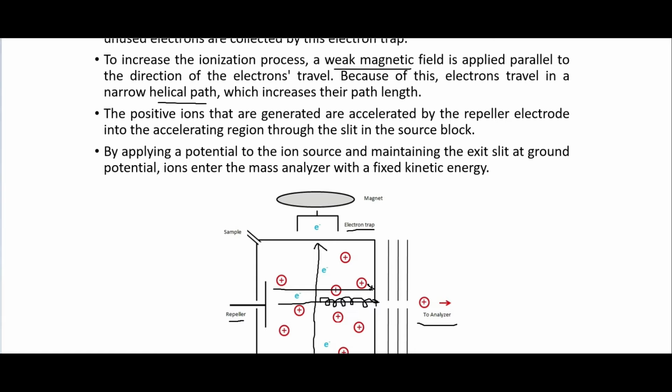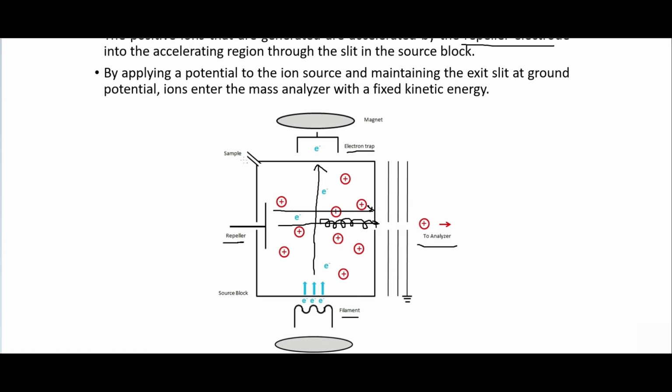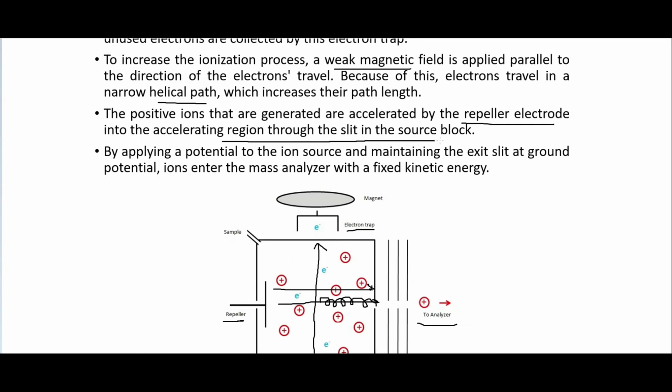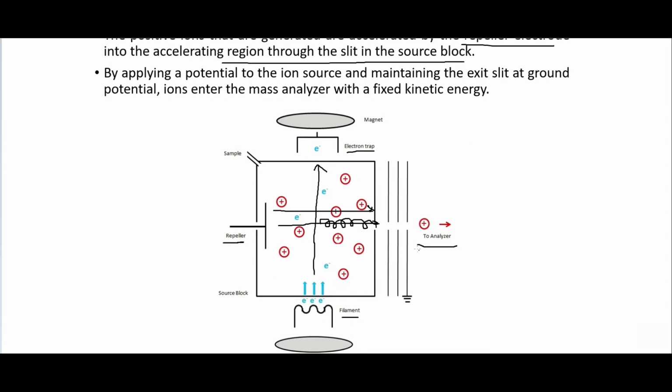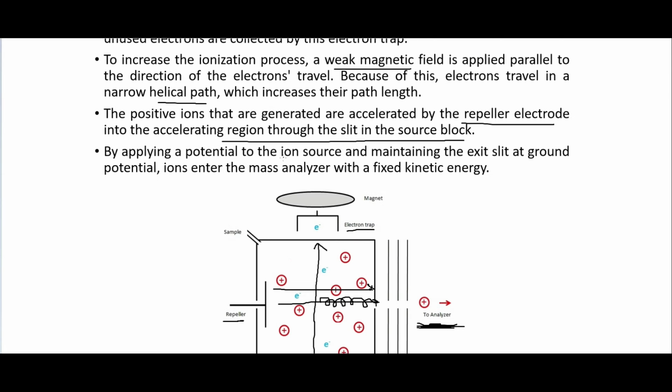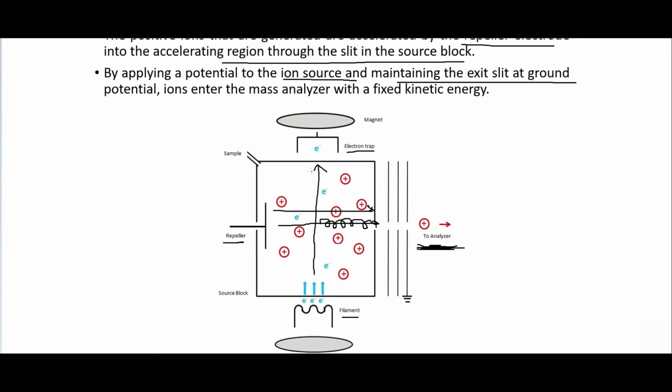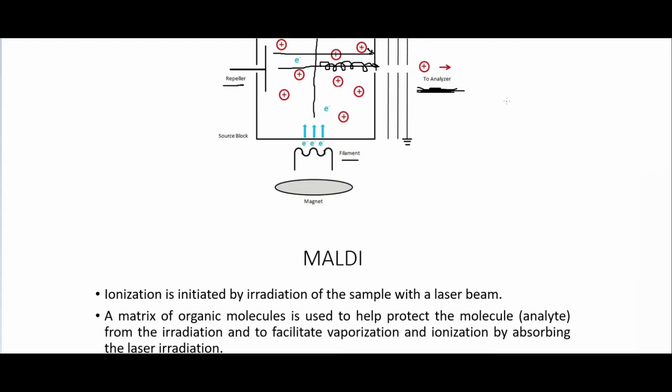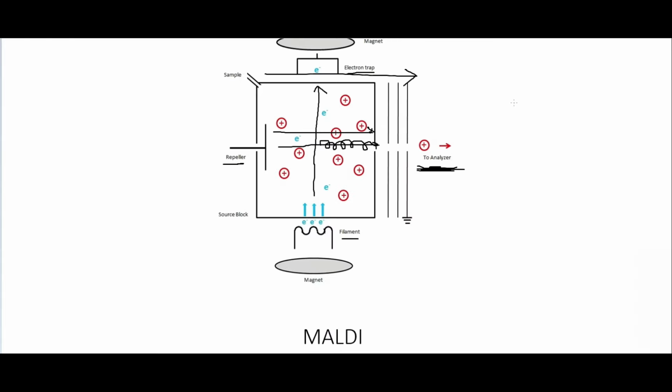So the positive ions that are generated are accelerated by the repeller electrode, so that's this right here, into the accelerating region through the slit in the source block. So out here will be our accelerating region, where we accelerate these into the separation part of the instrument. So by applying a potential to the ion source and maintaining the exit slit at ground potential, so we have a potential that's going down in this direction, ions enter the mass analyzer with a fixed kinetic energy. And so that is the electron ionization.